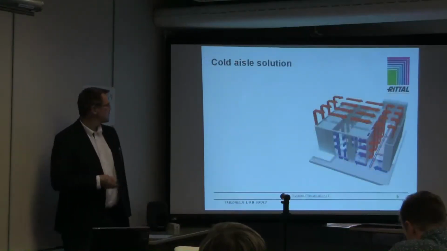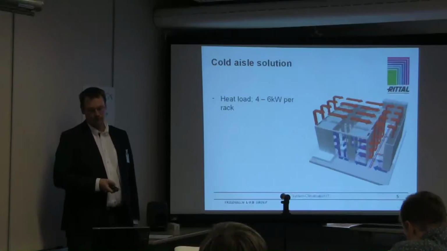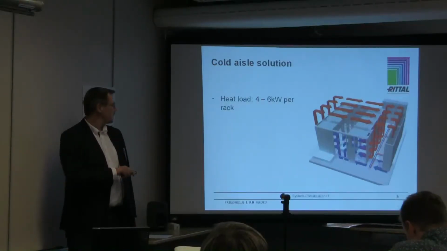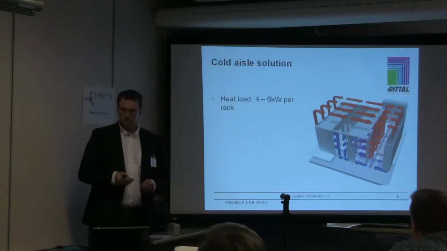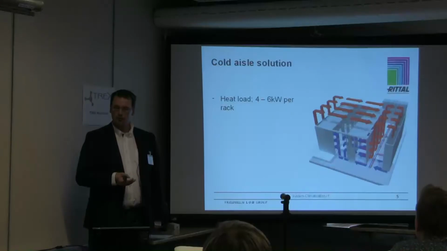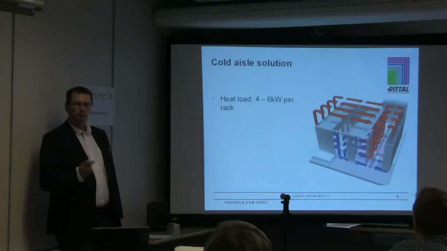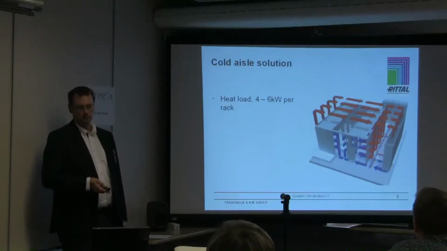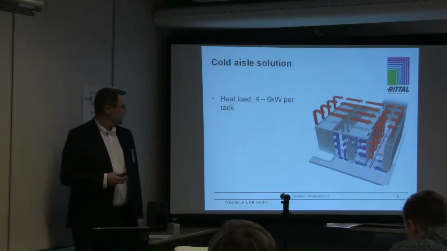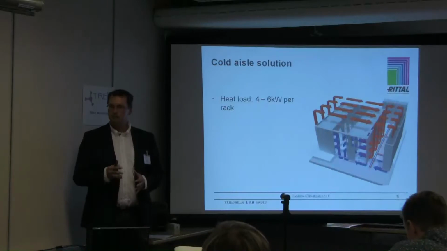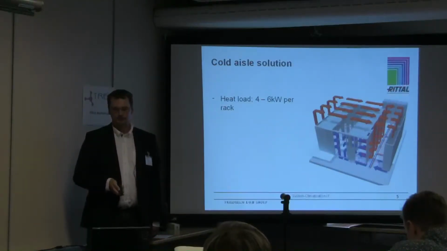The first step to improve the cooling is to use cold air. Just by covering up the corridor between cabinets, we can increase the heat load per cabinet from 3 to 4 to 6 kilowatts. And only because we can keep cold air and warm air separate.